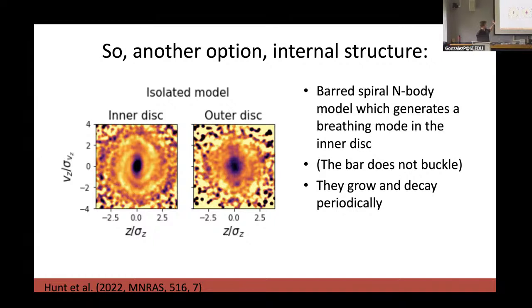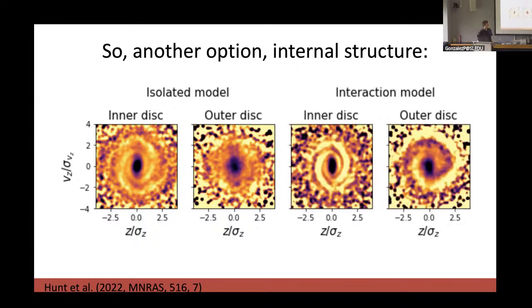So this, it's a little fuzzy on the screen, but this is phase spirals from an isolated barred N-body spiral galaxy. In the inner disk, we have these two-armed phase spirals, but in the outer disk, there is nothing. The bar does not buckle, but it grows resonantly, and we have these spiral arms that are generally doing their thing in the disk. You take that same N-body model, you hit it with a satellite galaxy, and you reproduce qualitatively the behavior we see in Gaia data, right? So the inner disk has the two-armed phase spirals, and the outer disk gets its one-armed.